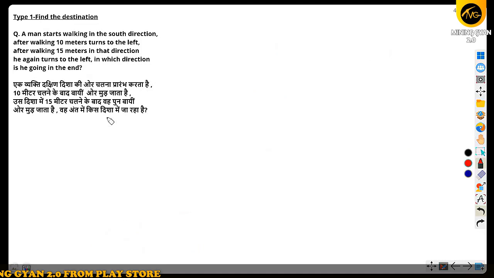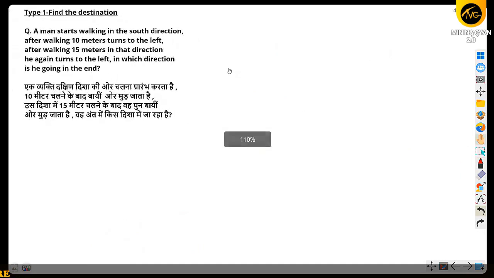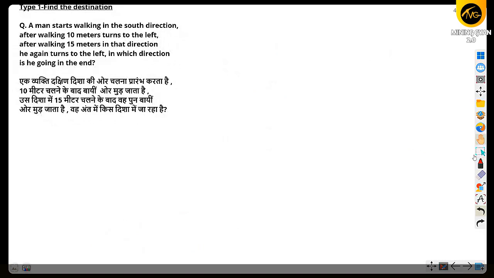Now the first type of question is called find the destination. Suppose the question is: a man starts walking in the south direction. After walking 10 meters, he turns to the left. After walking 15 meters in that direction, he again turns to the left. In which direction is he going in the end? So basically, we have to find out the destination of that man, where he is going.